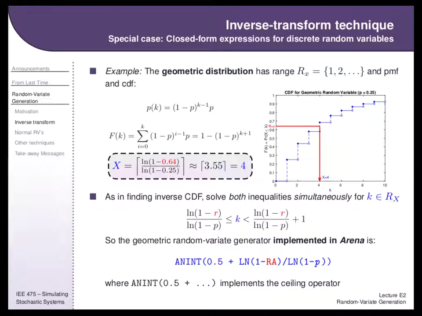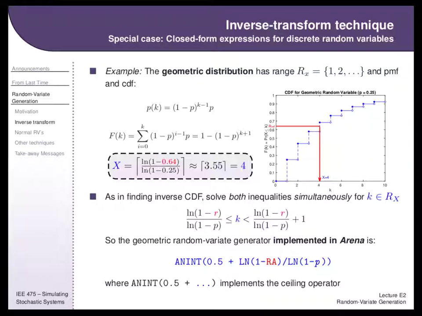If you wanted to implement this in Arena, Arena doesn't have a ceiling function, but it has this int function, which is basically a rounding function. It finds the closest integer. To implement the ceiling, I just add 0.5 to the argument and then apply int to that. So this int of 0.5 plus the argument is effectively the ceiling, and that's what's inside. That is a way we can generate geometric random variables inside Arena without having to manually put every probability into the disk function.